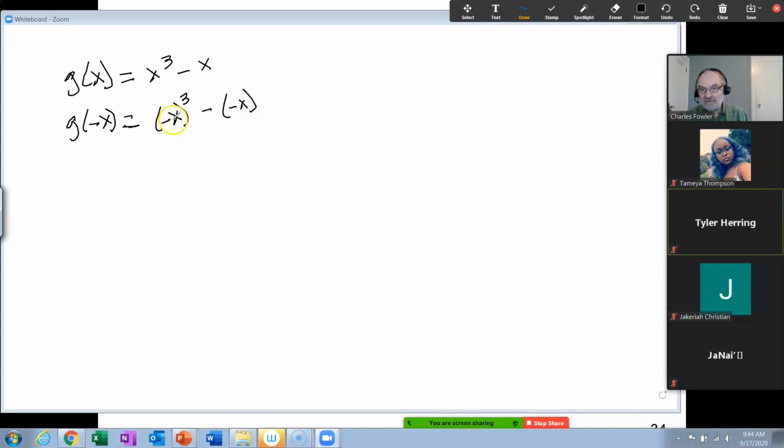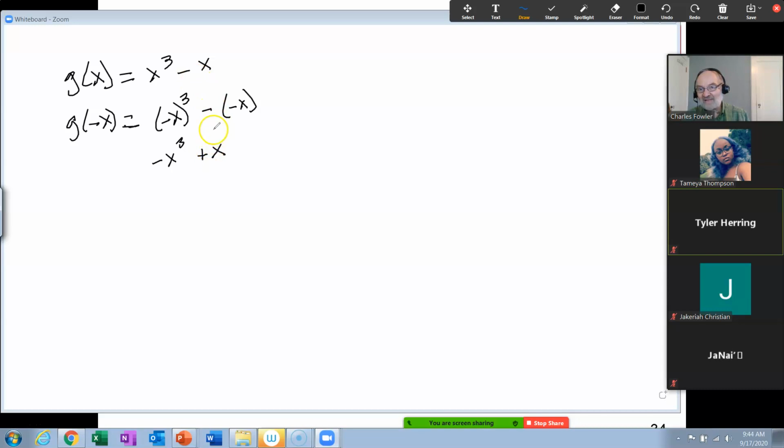What's minus x cubed? Well, x cubed would be x times x times x. That'll be x cubed. And then with a minus, it's a minus times a minus, which is plus, times another minus, puts it back to being minus again. And what's minus times minus x? That's plus x.